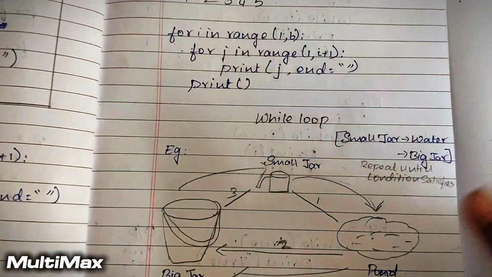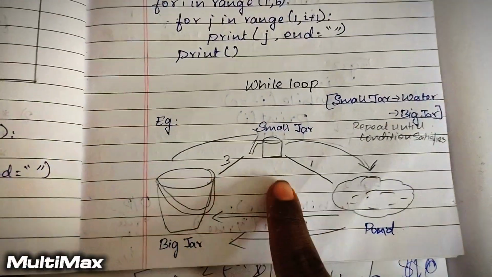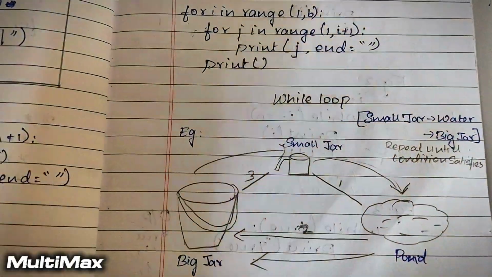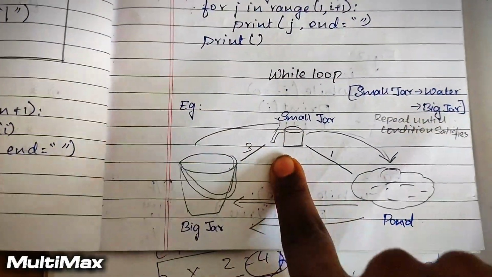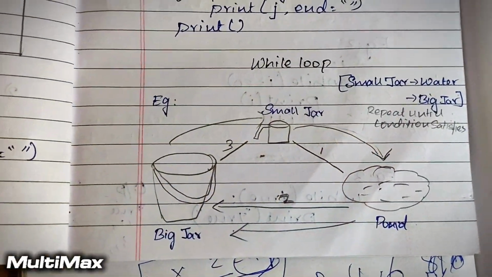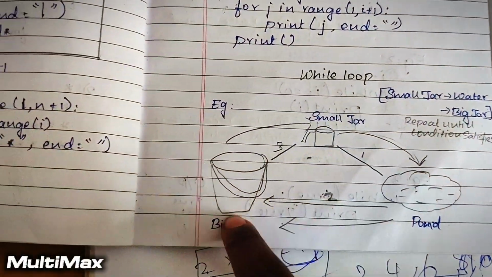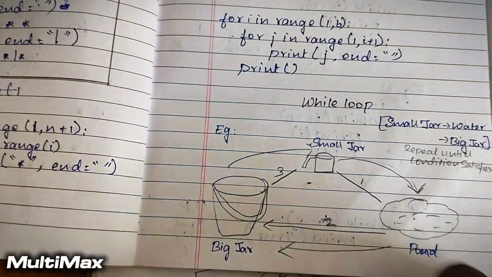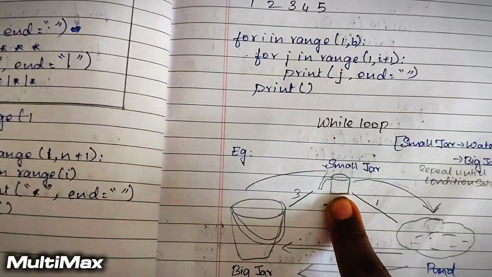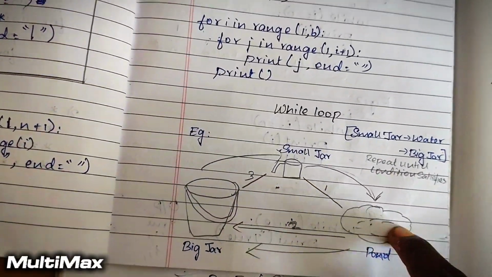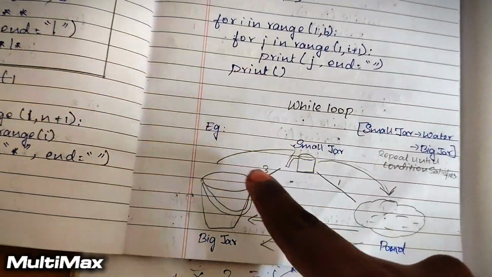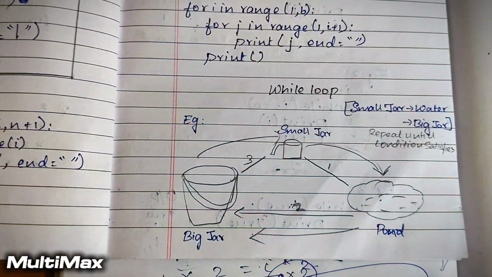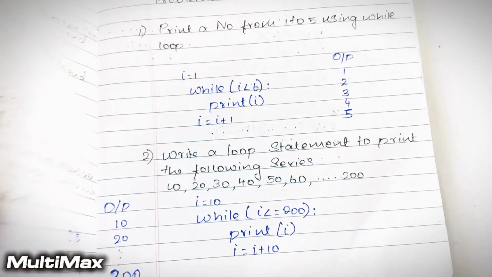So the task is, this is a small jar, right? Your task is, with that small jar you have to go to the pond, take the water in that small jar, go back to the big jar and pour. Then come back to your position, take that small jar, take water from the pond and put it in the big jar. Same like that you will repeat. That's the thing given here.